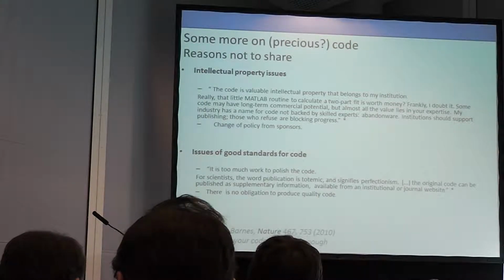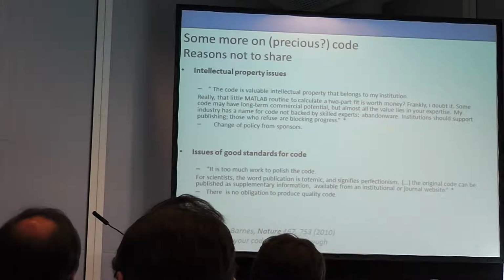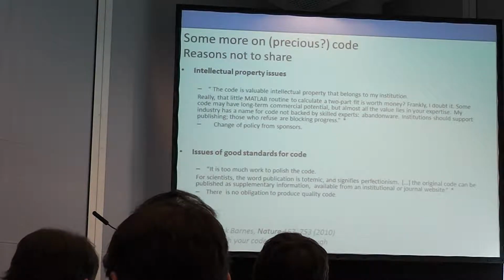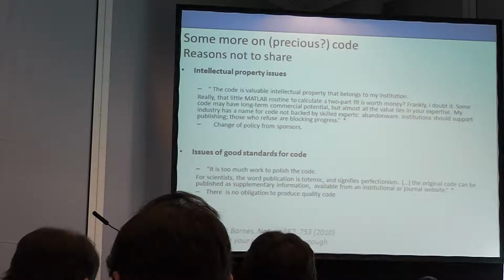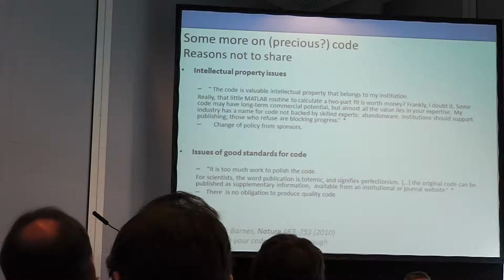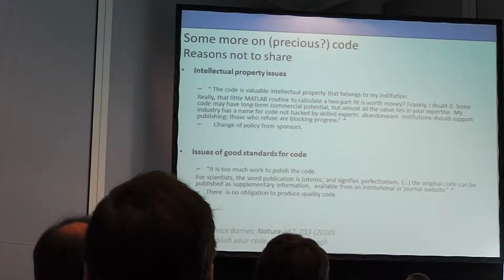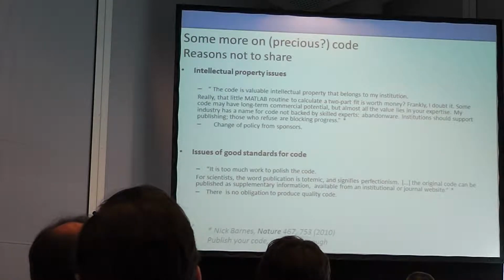The other thing is the issue of good standards for code. What he says in this paper is it's too much work to polish the code. And he also says, for scientists, the word publication is totemic and signifies perfectionism. The original code can be published as supplementary information available from an institution or journal website. So there should be no obligation as to quality of the produced code, in which case the person with the code is responsible to decide whether they want to use it or not.